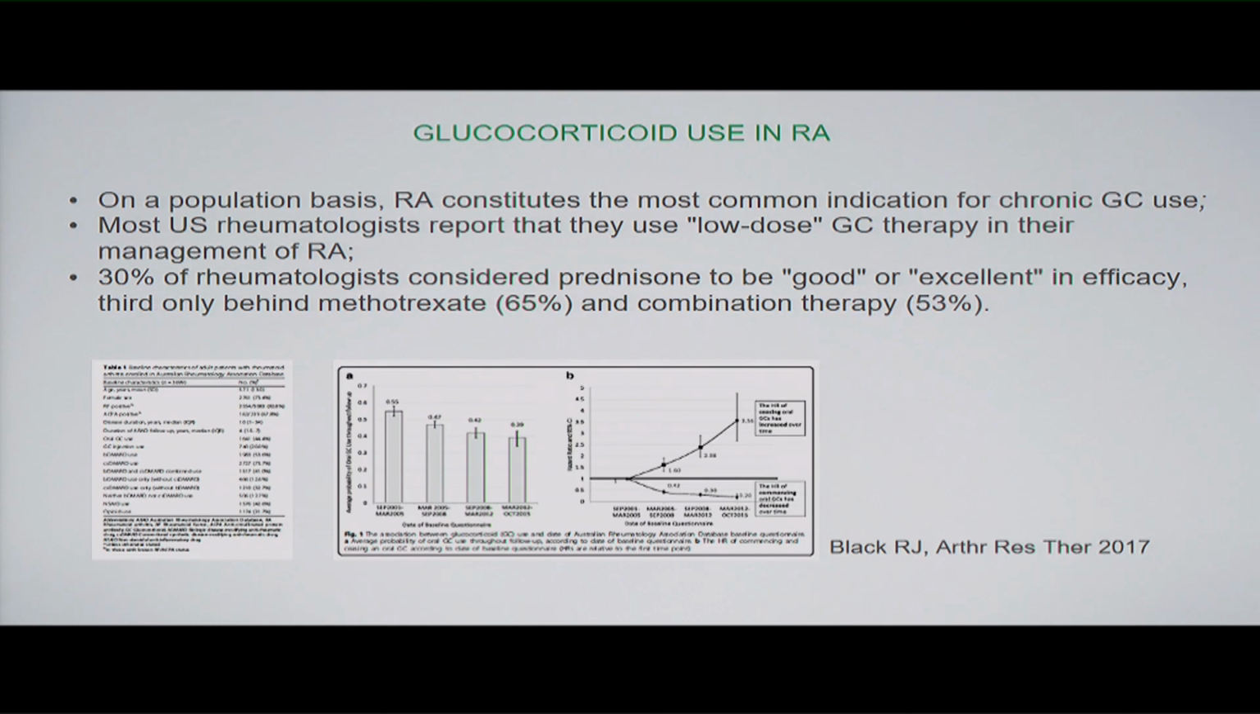And probably for a sort of self-defense, most of the rheumatologists will say, oh, don't worry, I'm using a low dose, despite the fact that the definition of low dose is nowhere to be found. For some people, it could be 5 milligrams prednisone. For some other, it could be 7.5. Some other could go as high as 10 milligrams of prednisone. However, only 30% of us consider prednisone to be good or excellent. And if we compare it to methotrexate, which is 2/3, or a combination therapy, which is 50%, this is definitely something we can work on.